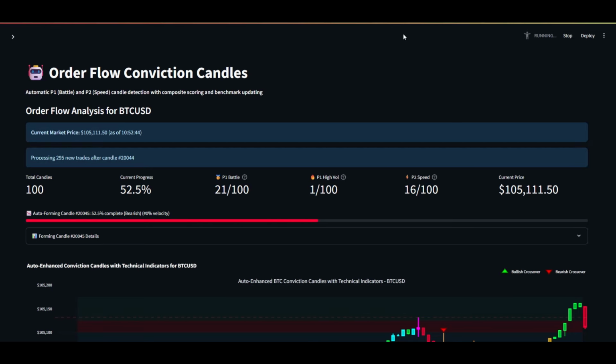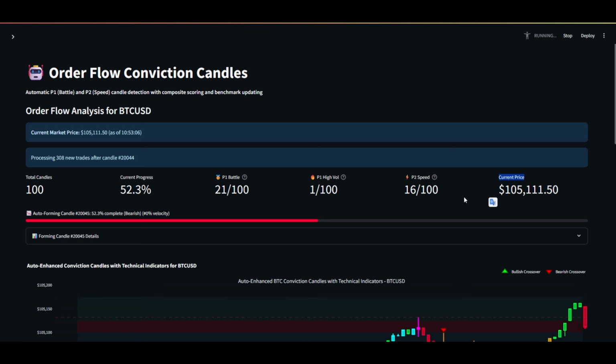Now let's dive into the live application. Here's our order flow conviction candles interface running in real time with Bitcoin data from Delta Exchange. At the top, we have our core metrics dashboard. You can see the total number of candles processed so far. The current progress shows the percentage completion of our actively forming candle. This tells us how close we are to reaching our conviction threshold.